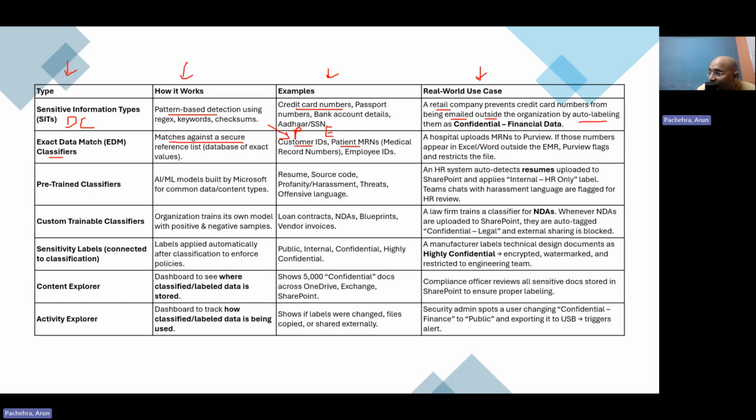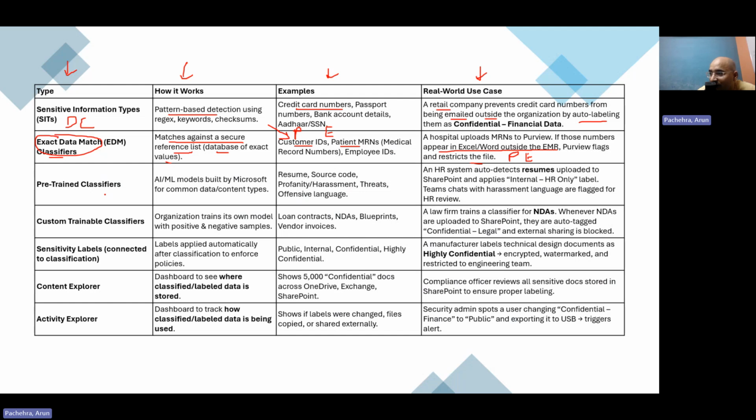Let's suppose a hospital uploads MRNs to Purview. If those numbers appear in Excel or Word outside the EMR, Purview flags and restricts the file. Now it is not checking the pattern but the exact number. So it will go against the secure reference list, where the list is like a database of the exact values. So EDM is the exact data match.